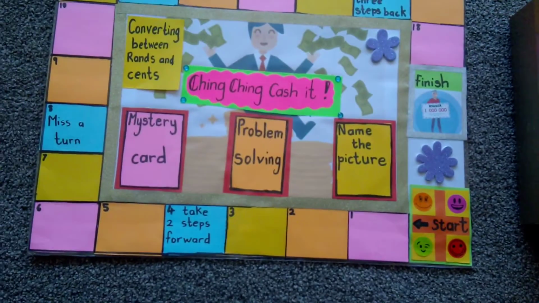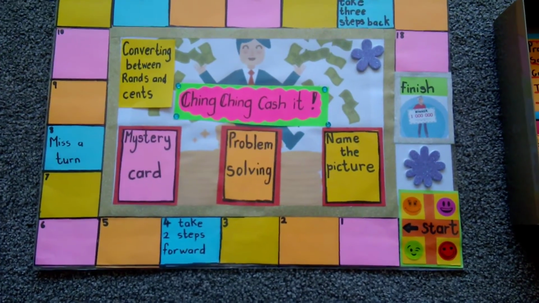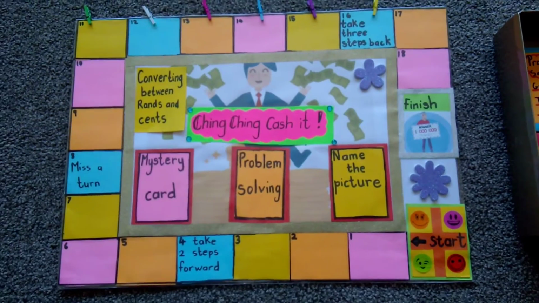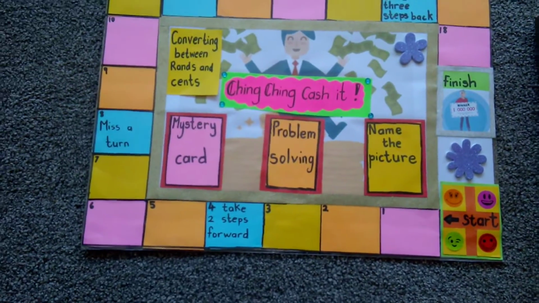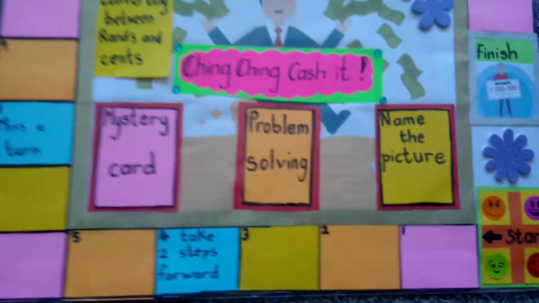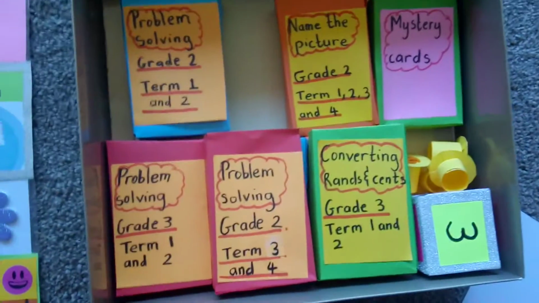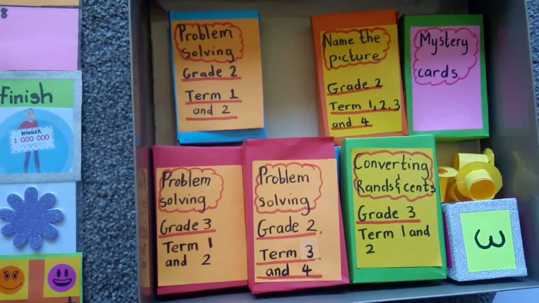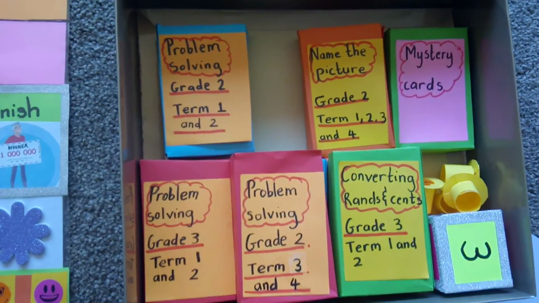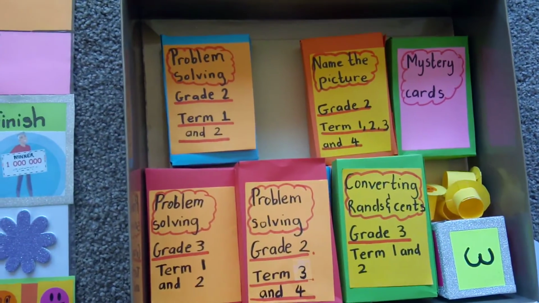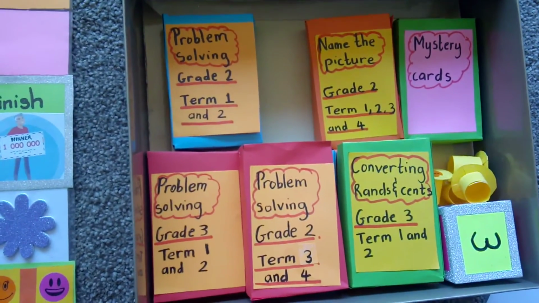What makes this game stand out? The game uses grade 2 content from term 1 till term 4 on the concept of money. The objectives of the content is recognizing rands and cents and solving money problems. As you can see in the blocks here, in each box there are different cards for each grade, from grade 2 and grade 3 and the terms.